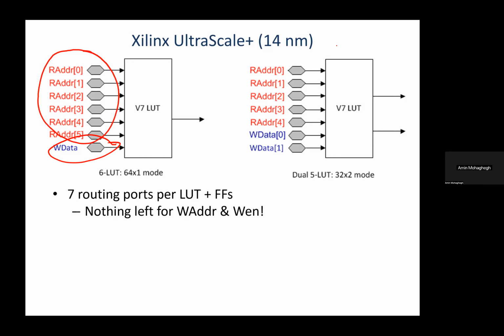If you think of that, when they use it as 2 5-LUTs, they use 5 of them for the read address, and they got 2 left for their 2 write data. But they got nothing left. They can't steal anything for the write address. There's nothing left to contribute to some write address.